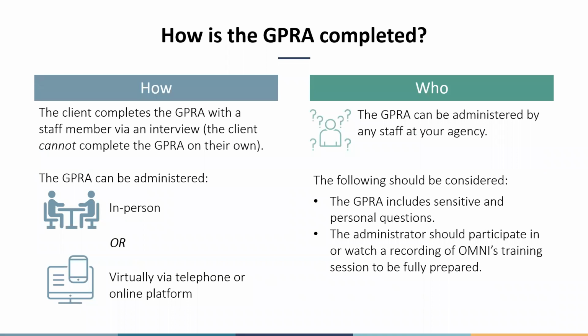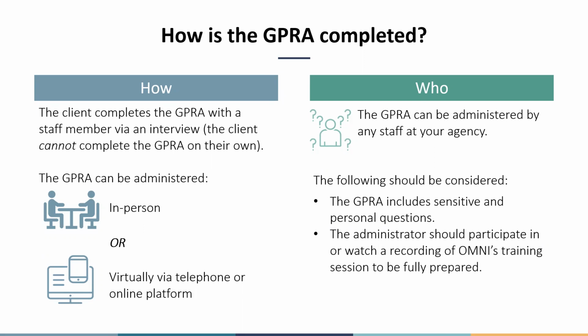So how is the GPRA completed? The client completes the GPRA with a staff member via an interview. The client cannot complete the GPRA on their own. The GPRA can be administered in person or virtually via telephone or online platform. And in terms of virtual platforms to use, platforms that are approved for providing telehealth services can be used for the GPRA. So follow your agency's rules about virtual contact.